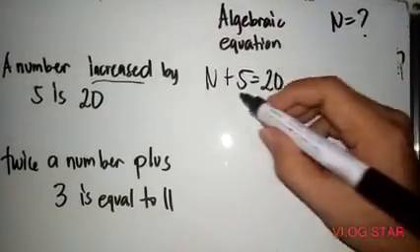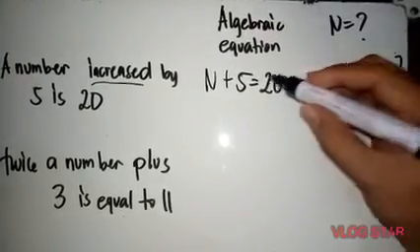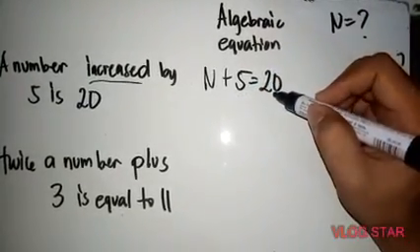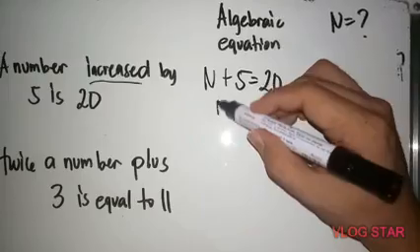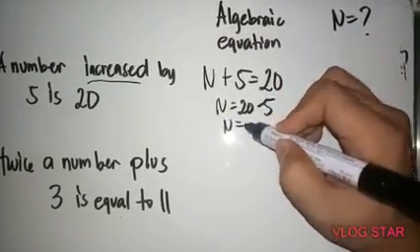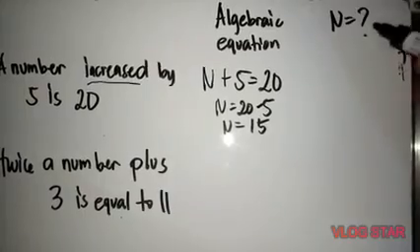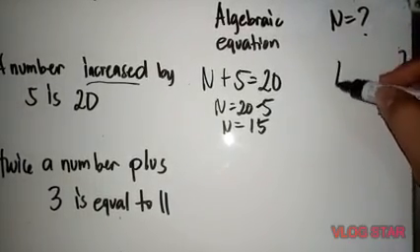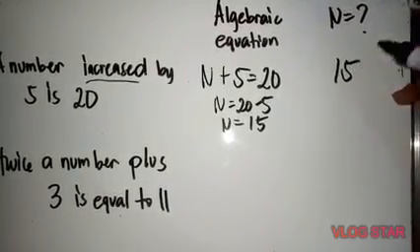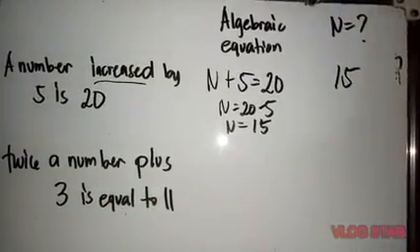If we're going to find the value of n, simply look at the reverse operation. n is equal to 20 minus 5, n is equal to 15. So for the value of n, we will have 15.